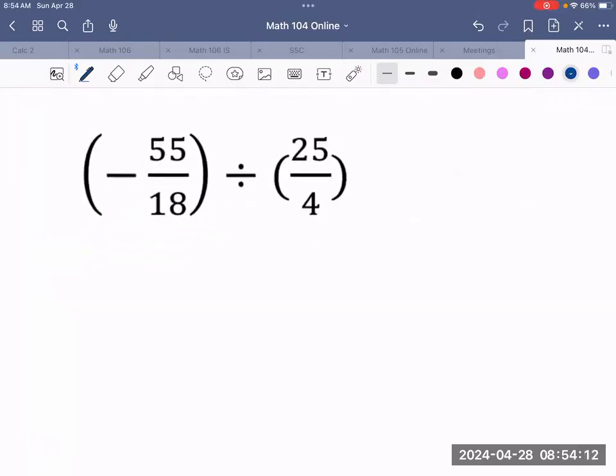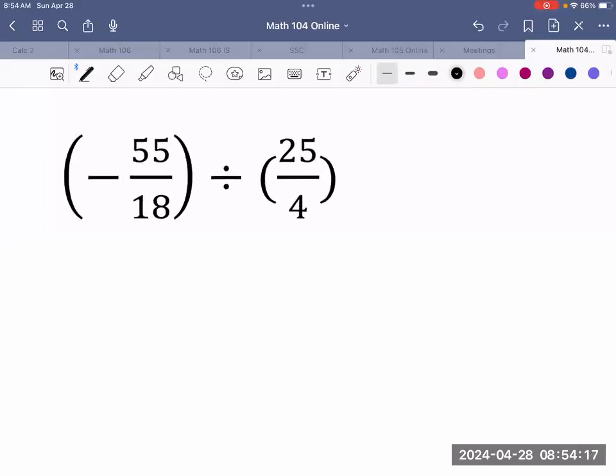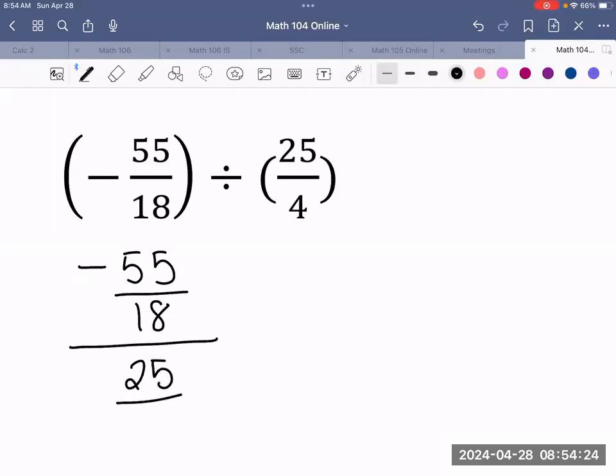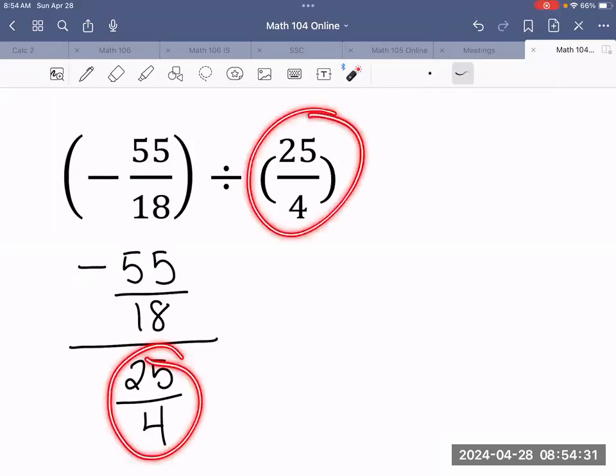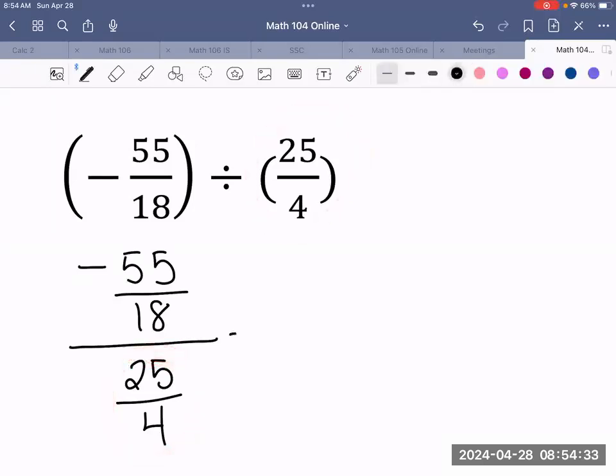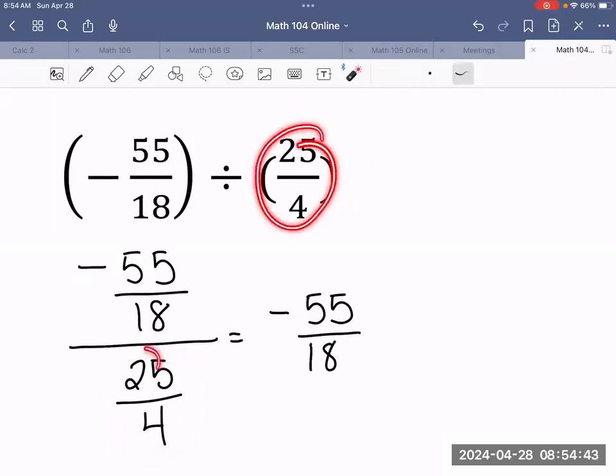So if we're given something like this, we can also represent the problem as negative 55 over 18 divided by 25 over 4. When we say keep, change, flip, it's always referring to the bottom one, or the one at the very right. I'm just going to rewrite the first fraction. It means keep the sign. So if it's positive, we're going to keep it positive.